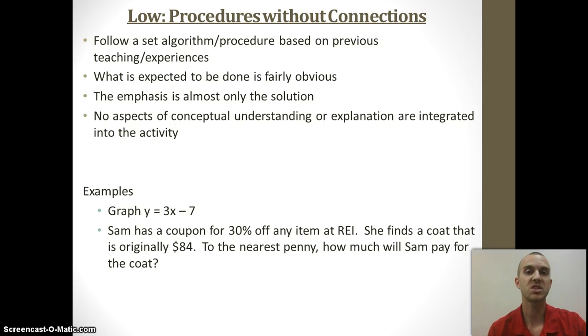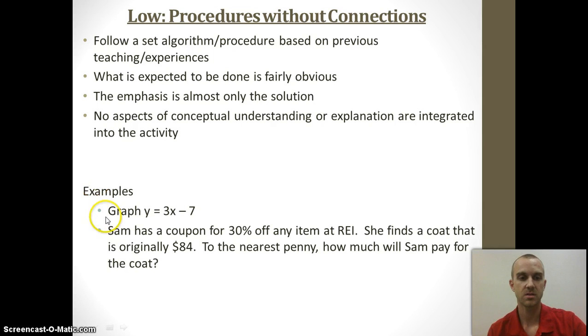When we think about procedures without connections, we're now having students do procedures and actually have to work through a problem or a task. But what we're focusing on is solely the answer. There's little focus on the solution, on the process or the conceptual understanding behind that procedure. It's primarily focused on doing a procedure, finding the solution, and what the procedure is typically fairly obvious.